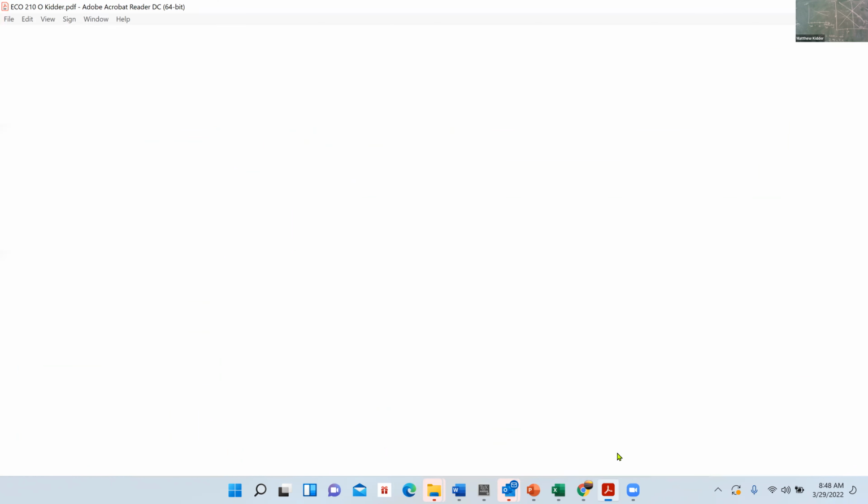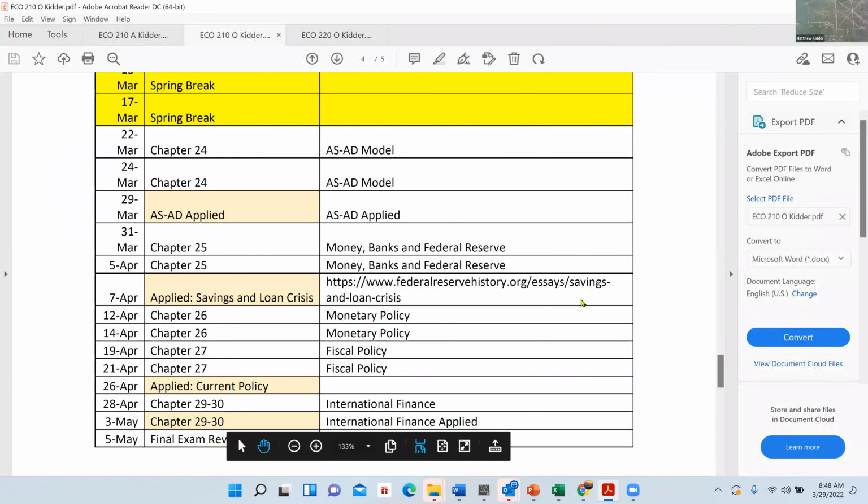Okay. Let's look at just where we're at here real quick. So we have today the ASAD model. We're going to jump into money, banks, and the Federal Reserve starting, I guess, Thursday. So we're going to jump out of this. We're going to keep our ASAD model as a workhorse, though, just to look at some different events and put things through.